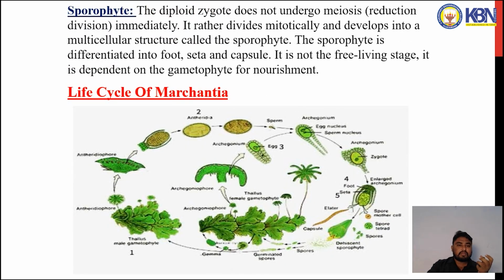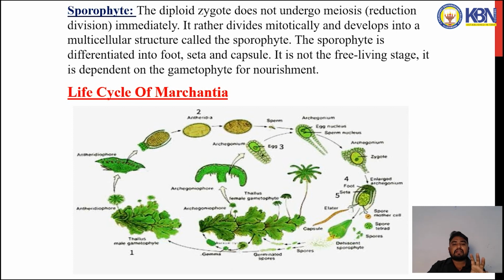Right. Next one is the sporophyte. In the formation of the sporophyte, the diploid zygote does not undergo meiosis immediately. It rather divides mitotically and develops into a multicellular structure called a sporophyte. The sporophyte is differentiated into foot, seta and capsule. It is not a free-living stage; it depends on the gametophyte for nourishment.